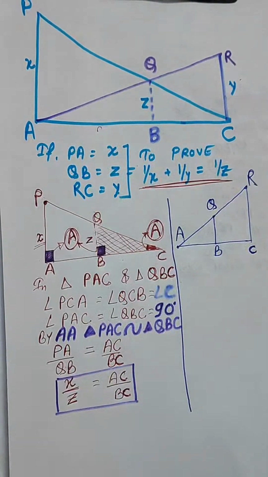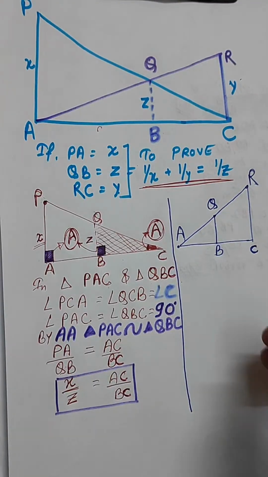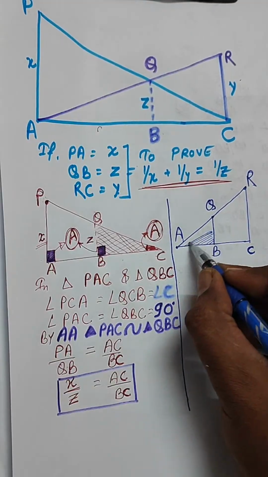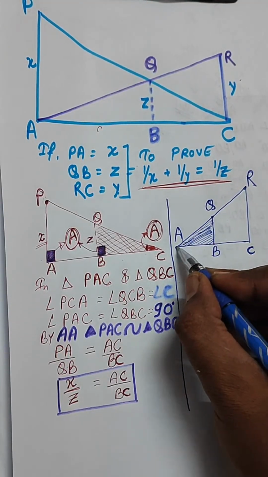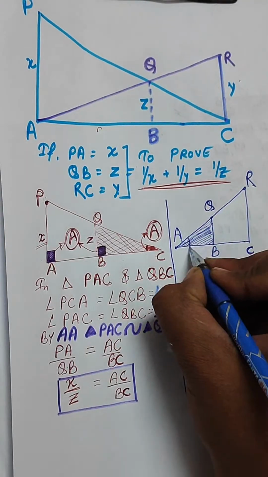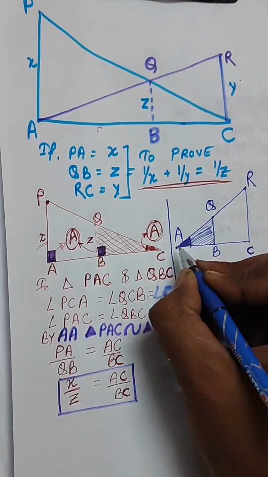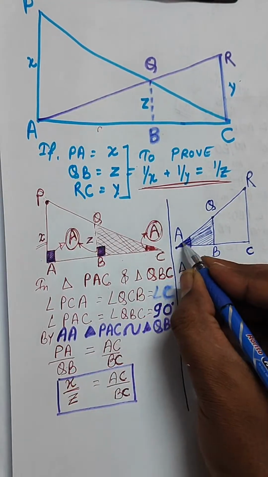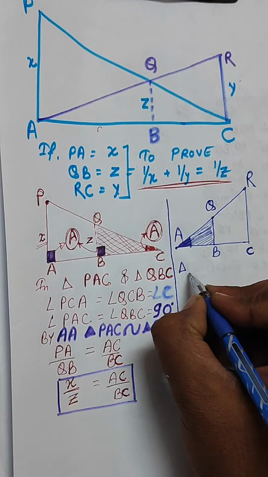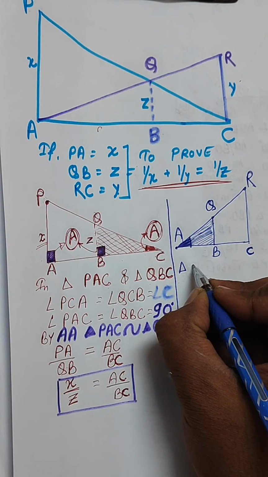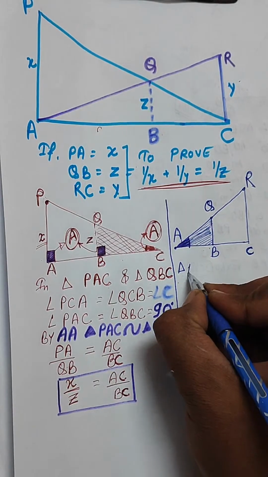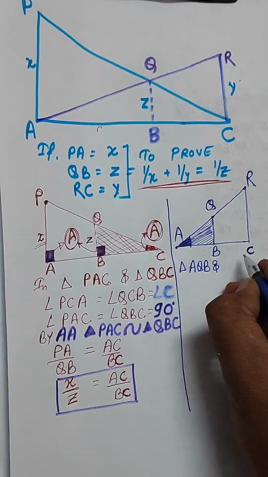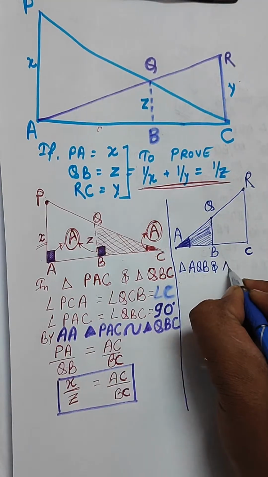So here what we can see, my dear friends, if we prove the similarity of these two triangles, which two triangles? This triangle and the bigger one. We can see again as we did for this. For the triangle, let me write A, Q, B, and triangle ARC.